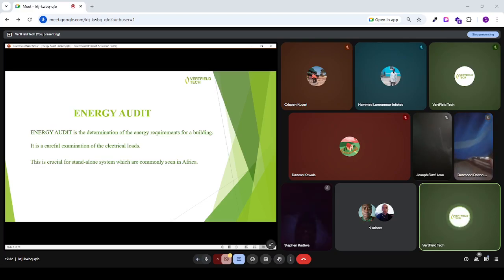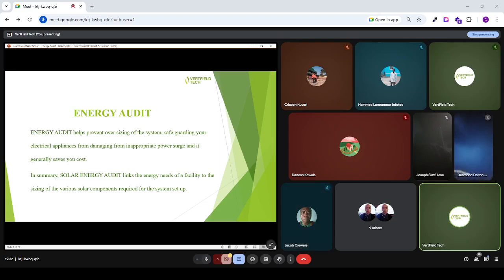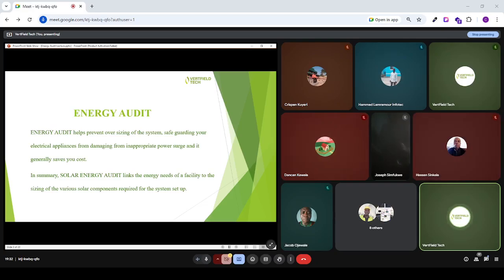Moving ahead, an energy audit helps you prevent oversizing of your system, safeguards your electrical appliances from damage caused by inappropriate power surges, and generally saves you costs. Now, let us talk about that a bit before we proceed. We have said energy audit helps you prevent oversizing of the system, gives safety to your system, and also helps you save cost.